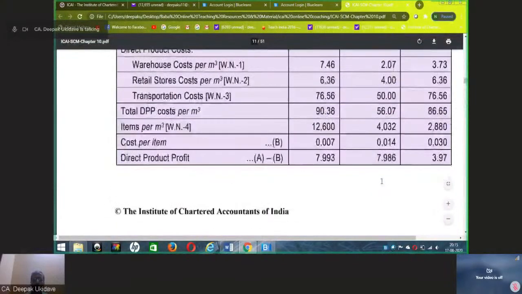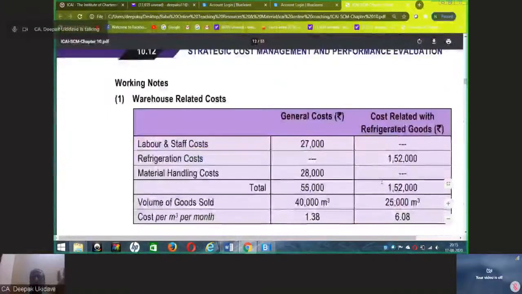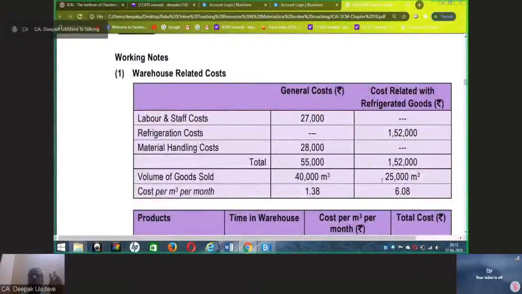Working note 1. Warehouse cost, warehouse related cost. First, there are two statements you have to prepare every time in the working note. One is a statement showing cost for different types of facilities, different types of activities. Cost per activity, cost per facility, using ABC, activity-based costing. And second is apportionment of these costs to each product.